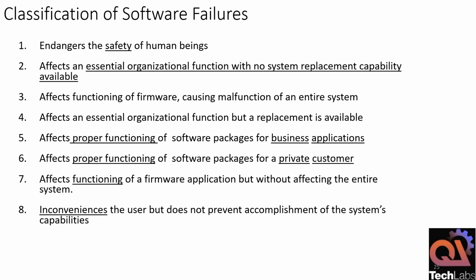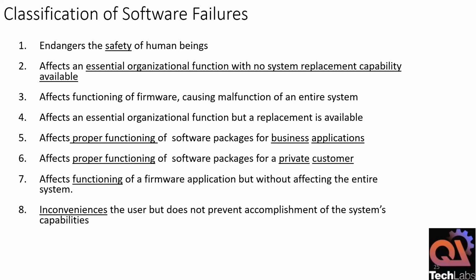Classification of software failures: endangers the safety of human beings. Go back to my first sentence. Software doesn't mean only a web application. The software is there in your medical device, in an aeroplane, in your bus, in your mobile. Everywhere software is there. So if the software doesn't work properly in a train signaling system, then it has its consequence.